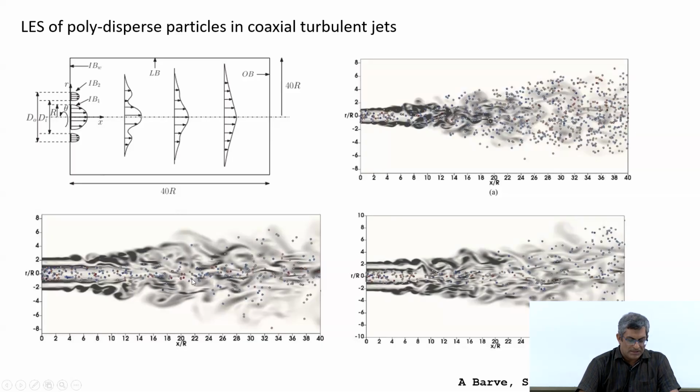In this case there is no co-flow, only the central jet carrying the particles. Here there is some co-flow and the co-flow velocity is increased in this case. So, basically we see that the co-flow has a strong influence on the particle dispersion.